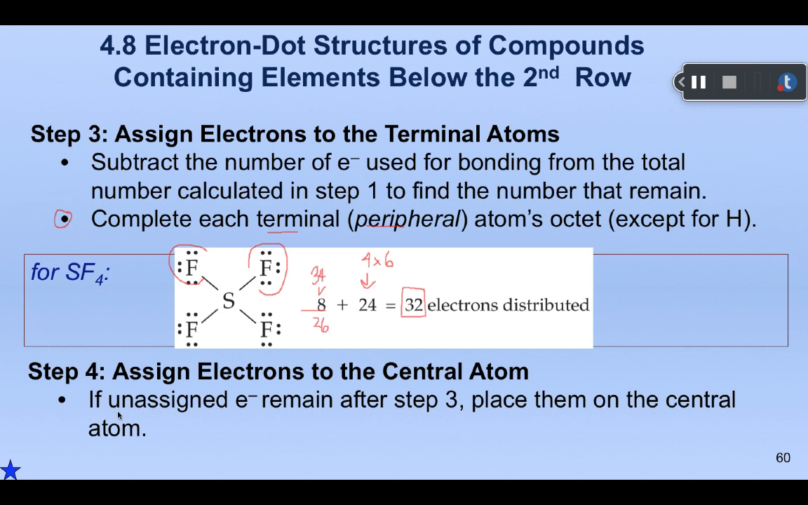Well, apparently we still have unassigned electrons, in other words, we haven't got to that 34. So there's some remaining. We're going to have to put them on the central atom. So for this structure to be complete, sulfur is going to end up with more than an octet, because otherwise you've not accounted for all the normally occurring electrons for sulfur. So where does that result?